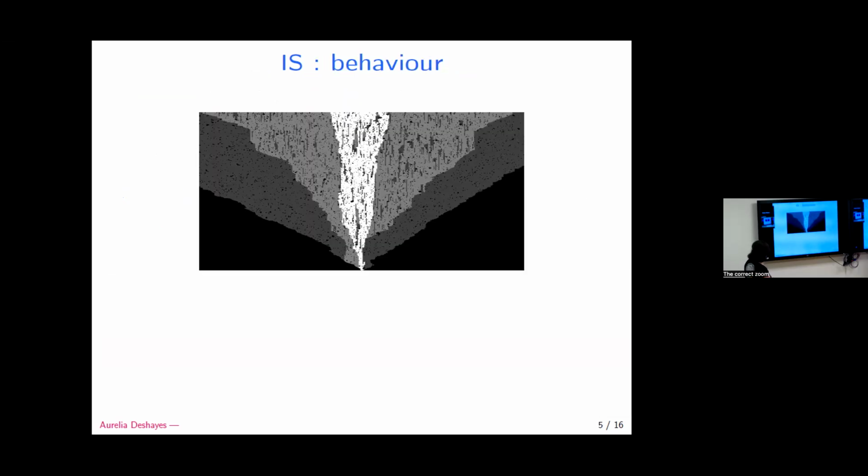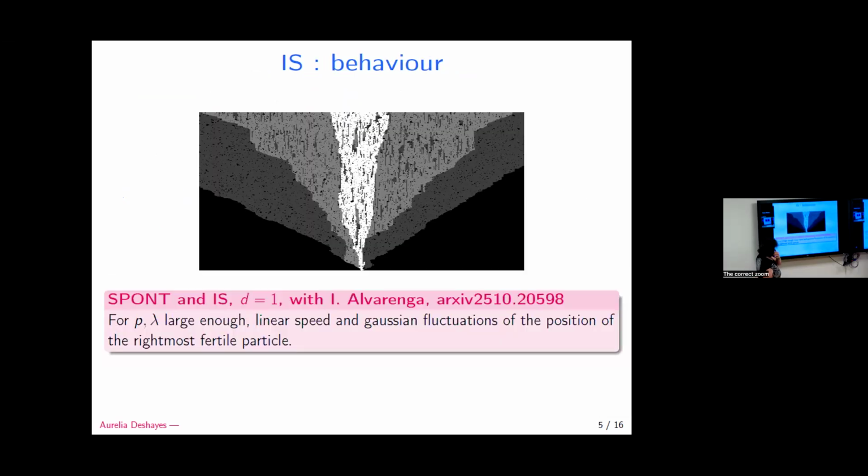So, our result with Isabella is to prove that for P and lambda large enough, as before, we have a linear speed and Gaussian fluctuation of the position of the rightmost one. I say rightmost. If you start with only one, you can say leftmost, but rightmost allows you to start with anything else here.